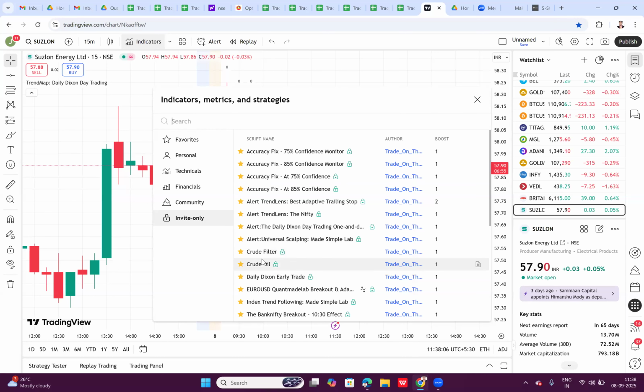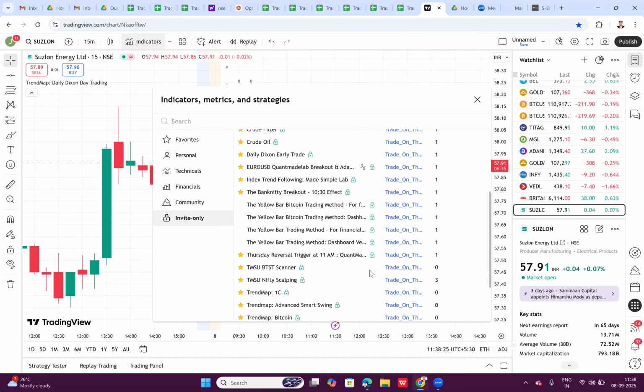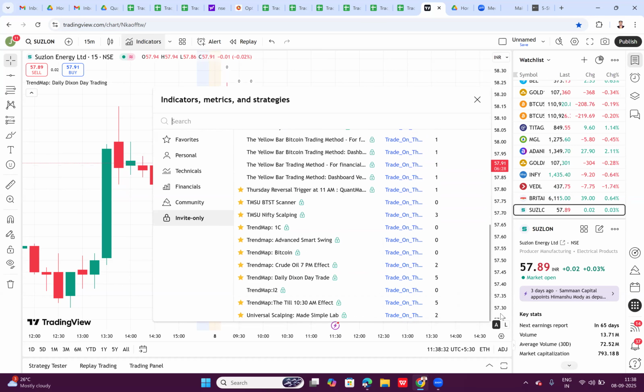We have a scalping crude oil indicator also. We have a swing crude oil indicator also, like these indicators, the accuracy fix indicator. And we have a separate accuracy fix indicator also, the swing indicator of Nifty, Bank Nifty, crude oil, and Bitcoin and gold also. We have separate swing indicators for all other segments. So we have separate indicators for all segments, but this Dixon indicator provides more annualized return in these stocks. Therefore, we are focusing on these three stocks.